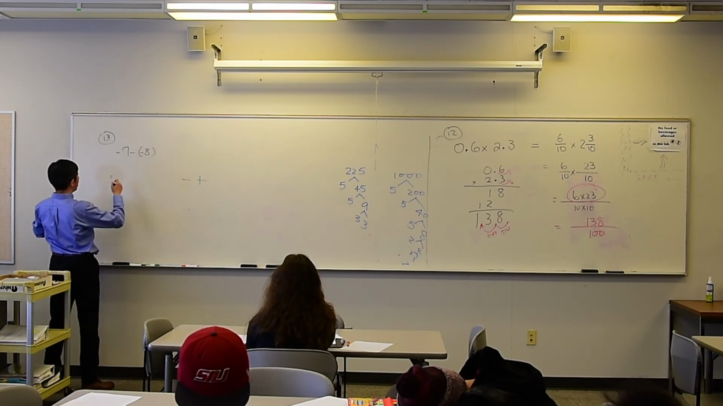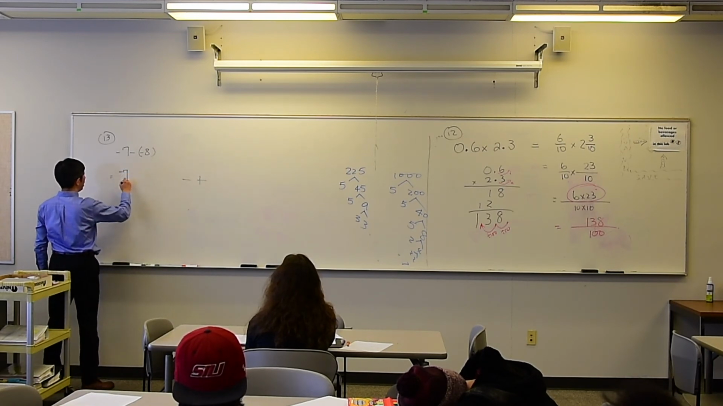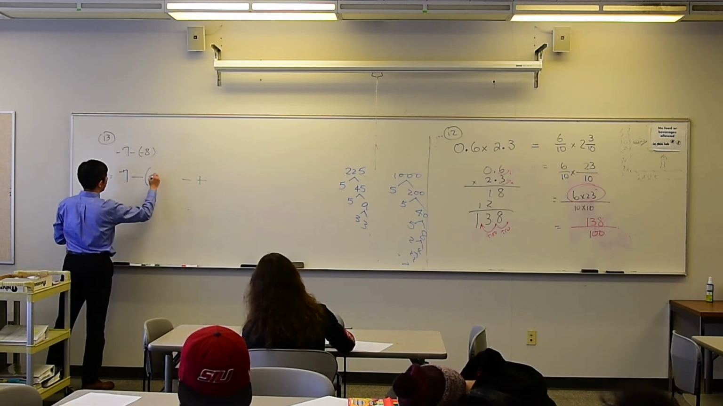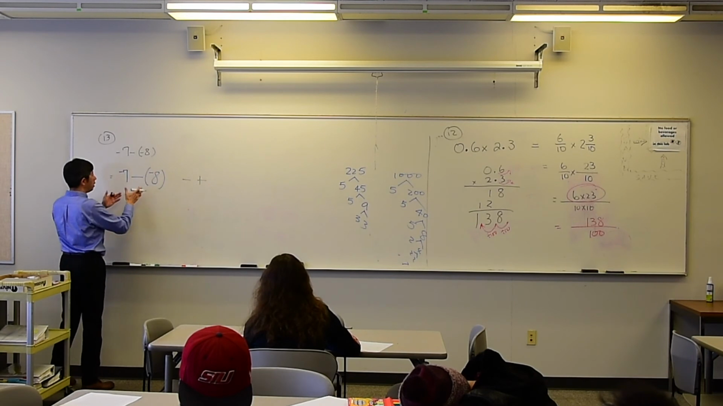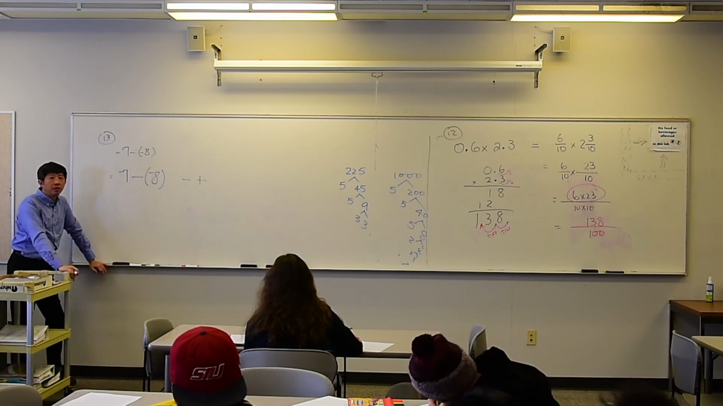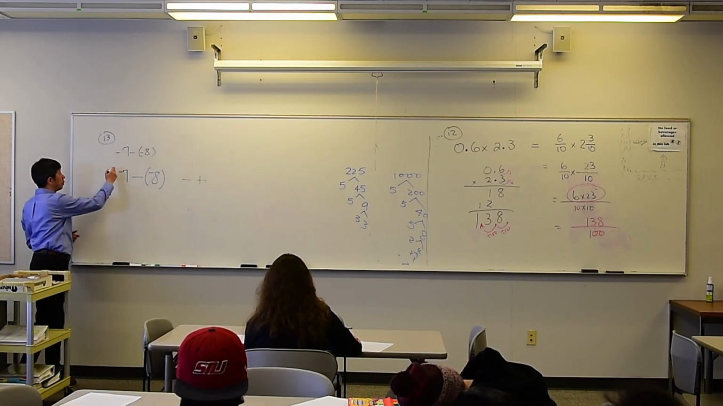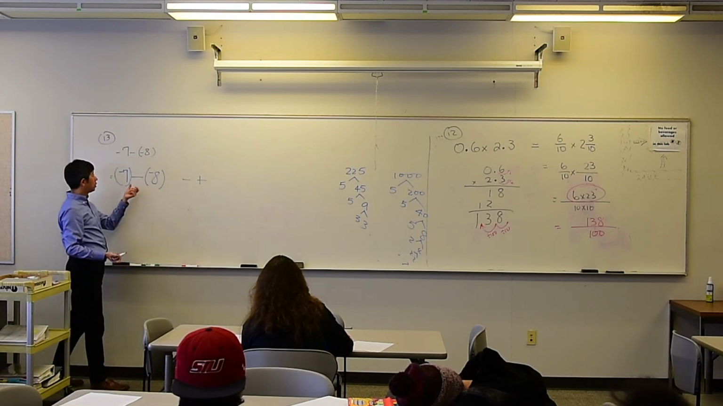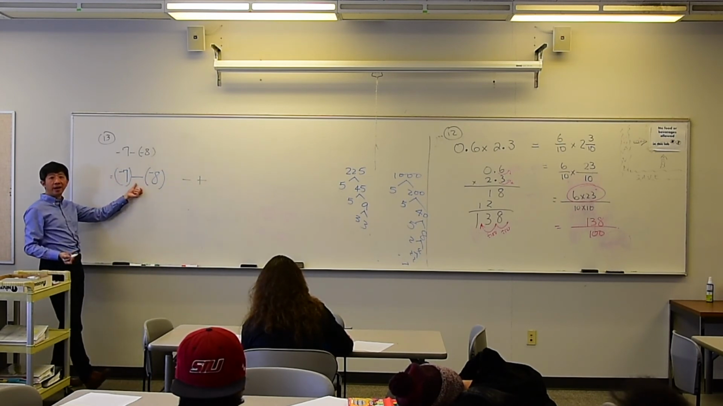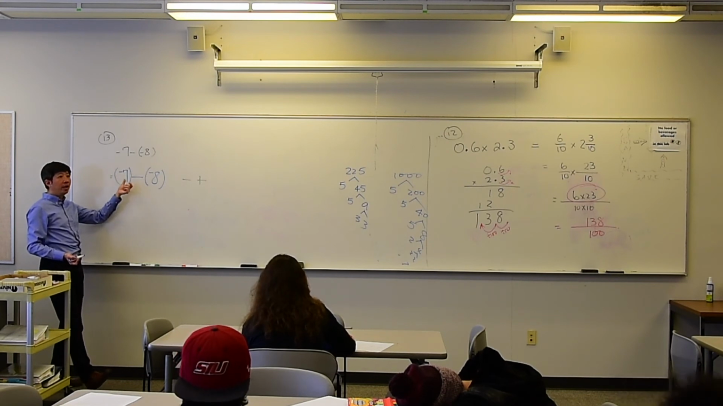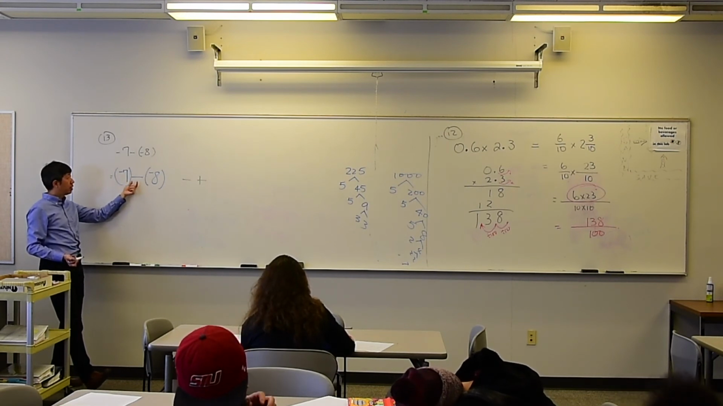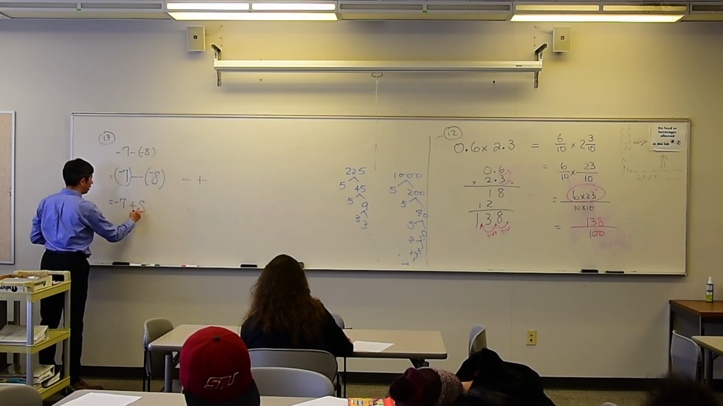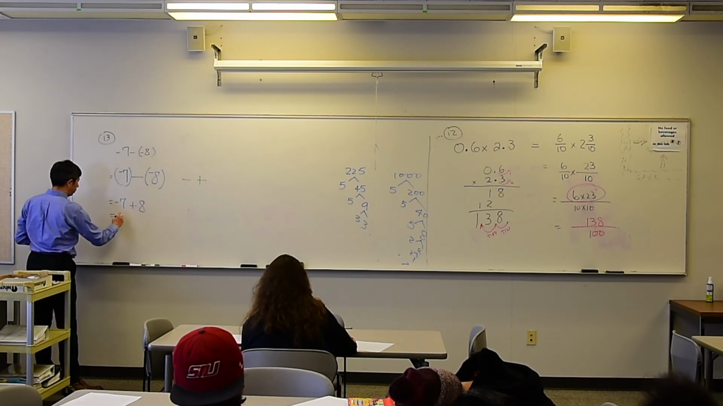The better writing is like this. -7 right here, and then minus -8. That would be better, because this means negative 7, this means negative 8, and this means the operation, right? So we take a negative minus a negative, which is positive. -7 plus 8, so therefore we have a positive 1.